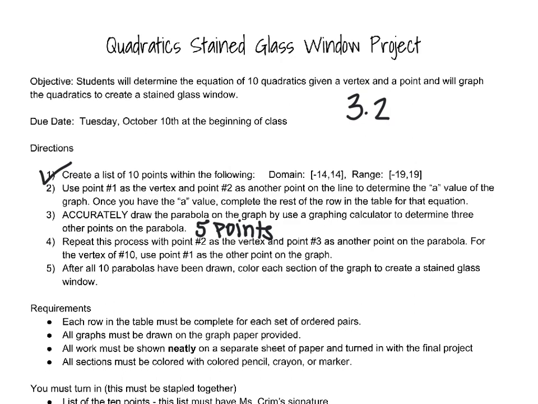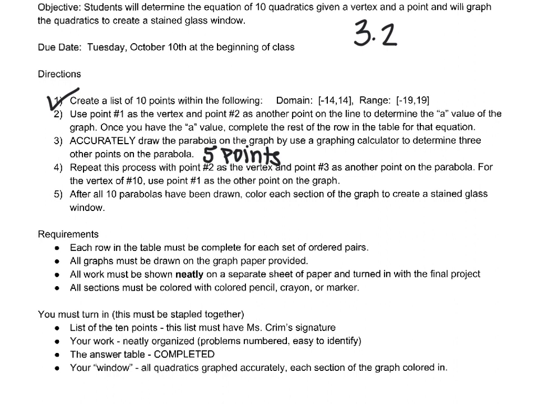So just so you know what your requirements are, each row in the table must be complete for each set of ordered pairs. So the whole table has to be filled in. All graphs have to be drawn on the graph paper provided. If you need extra graph paper, I have that. That's not a big deal. All of your work must be shown neatly on a separate sheet of paper and turned in with the final project. I need this organized. That's the big thing.